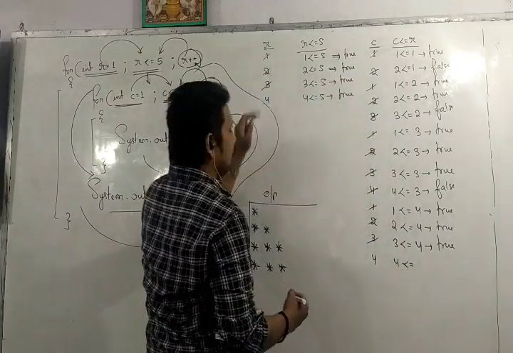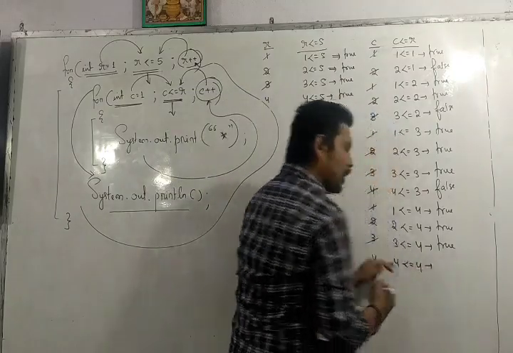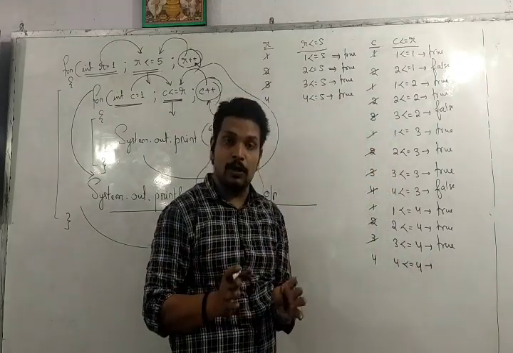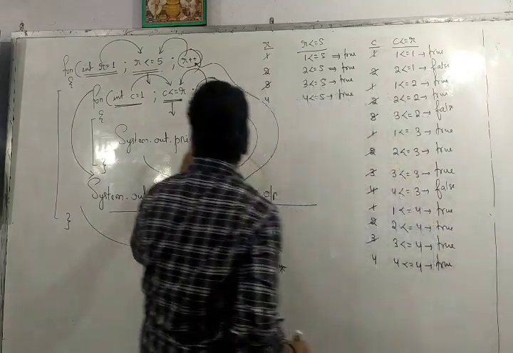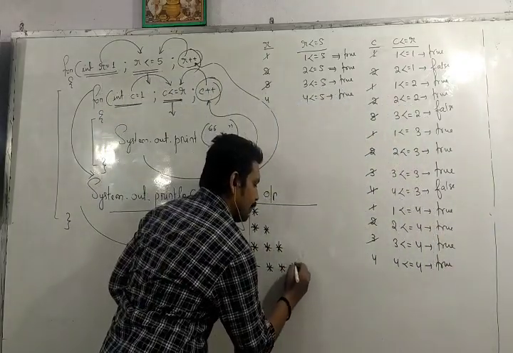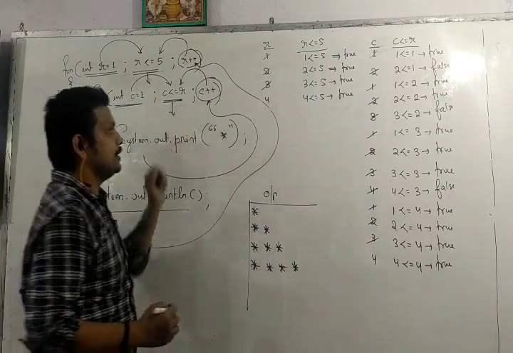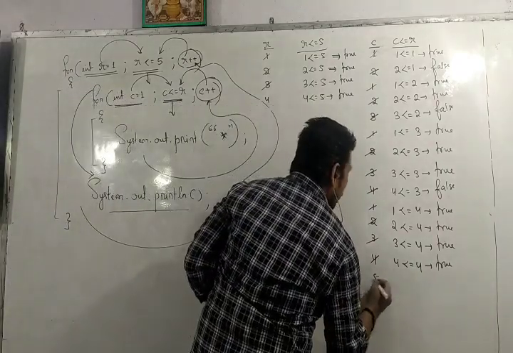What is the R value? 4. So is 4 less than 4? No. Is 4 equal to 4? Yes. If yes, it is true. If it is true, star will be printed. Okay, then again C plus plus. C plus plus is 5. Then what is the condition?